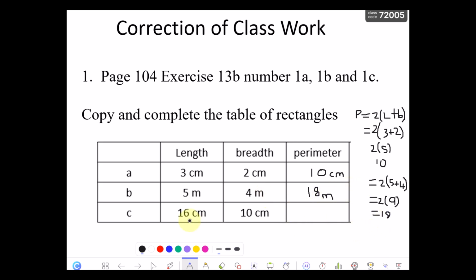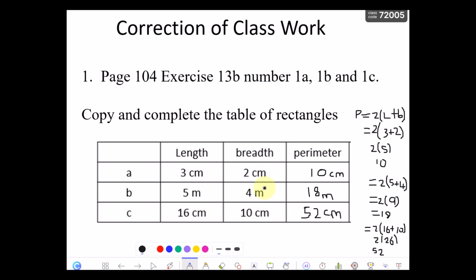So the final one is 6 and 10. The same thing, you do your two brackets, 16 and 10 now. 16 plus 10 will give us 26. So do two bracket 26, which will give us 2 times 26, which is 52. So the answer for this is 52. So this was the assignment I gave yesterday. Most of us did it very well in class, and this is the correction. So take note of this.